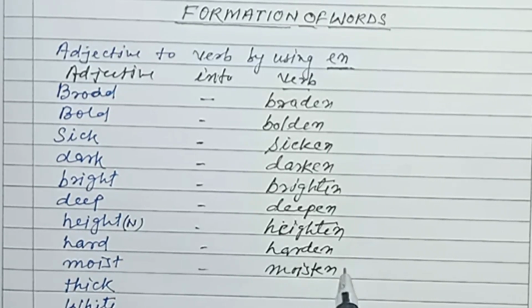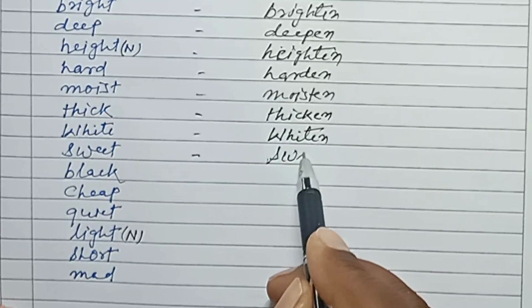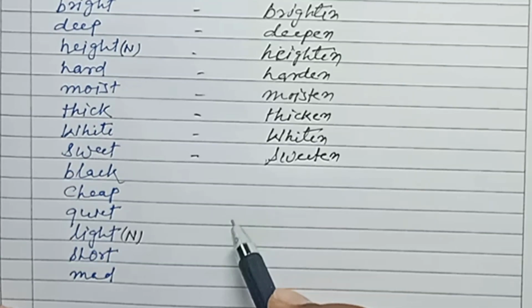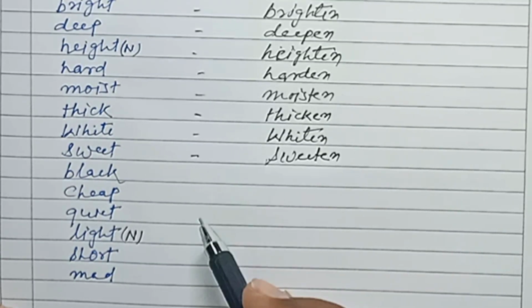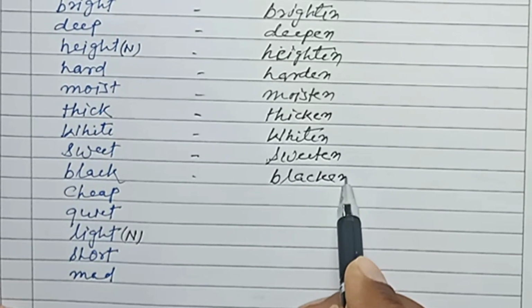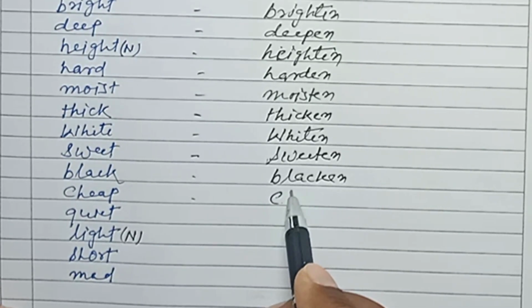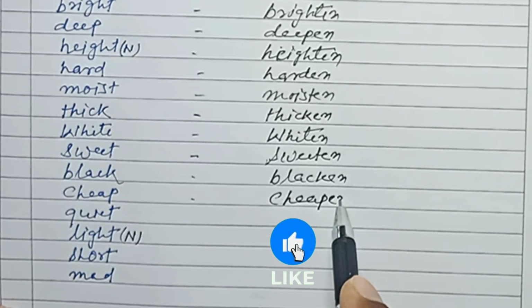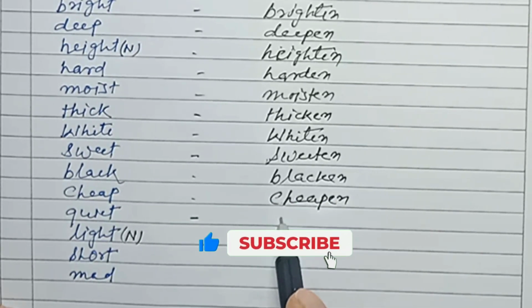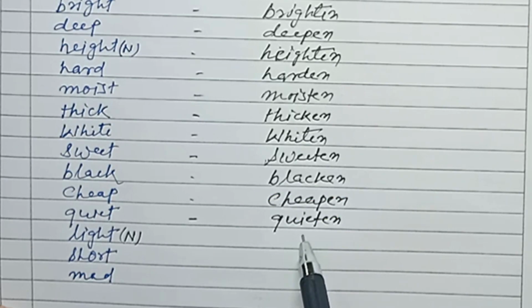Similarly, moving ahead, thick we can write as thicken, white we will write as whiten. Next is sweet, sweeten. Sugar has sweetened this dish. Next, black, blacken. Please blacken this circle. Next is cheap, cheapen. Quiet, quieten. Please quieten the crying child.